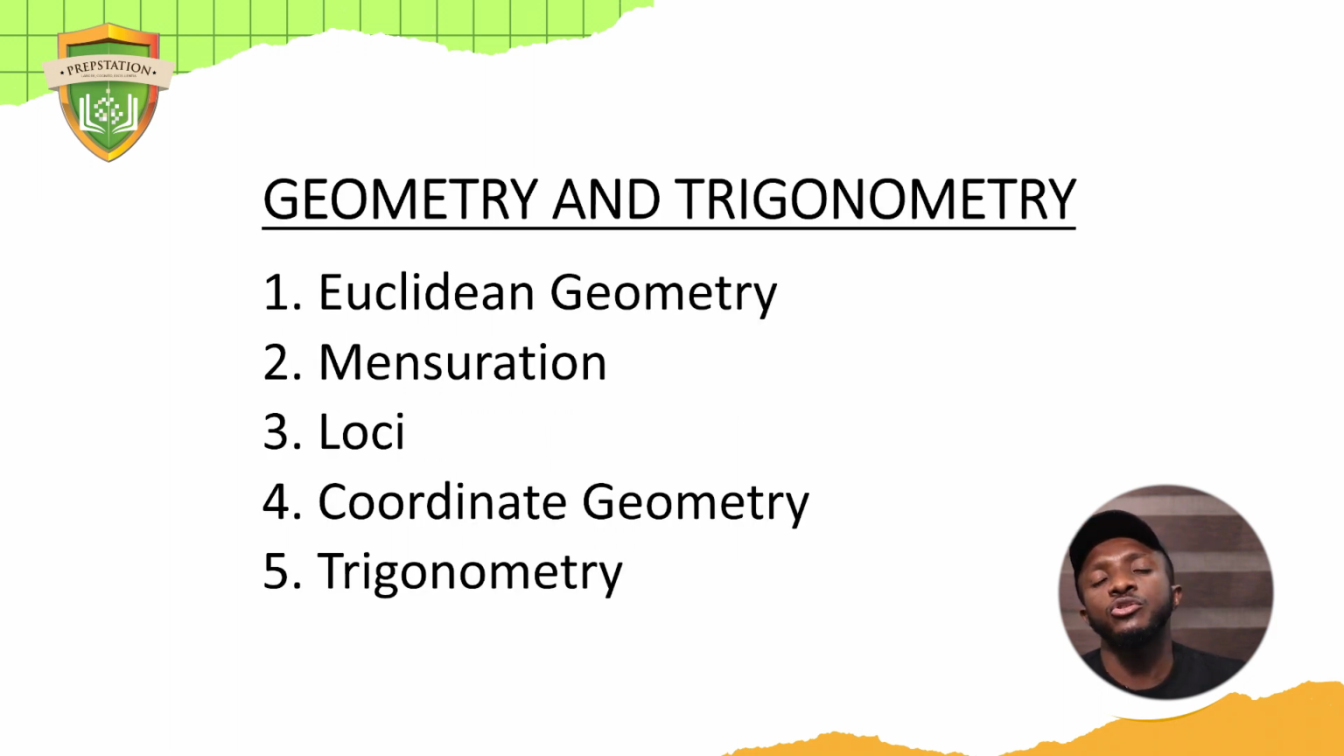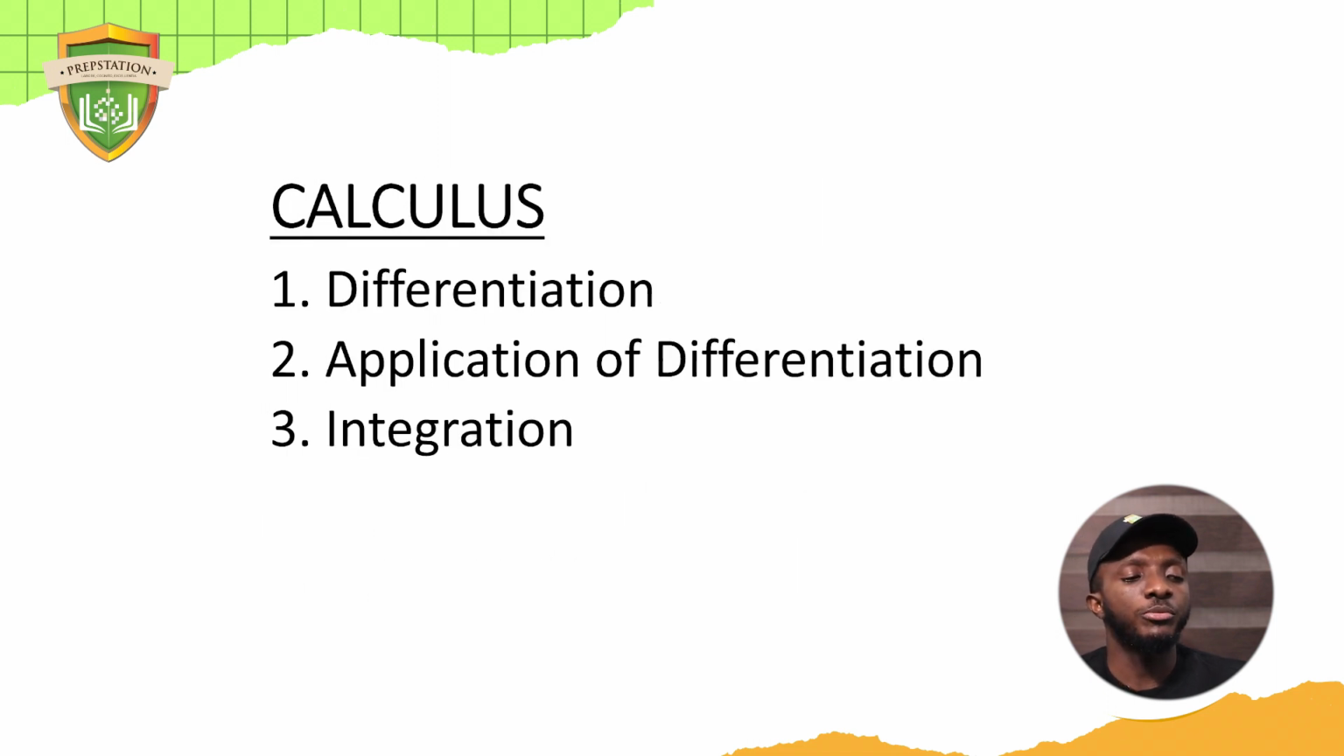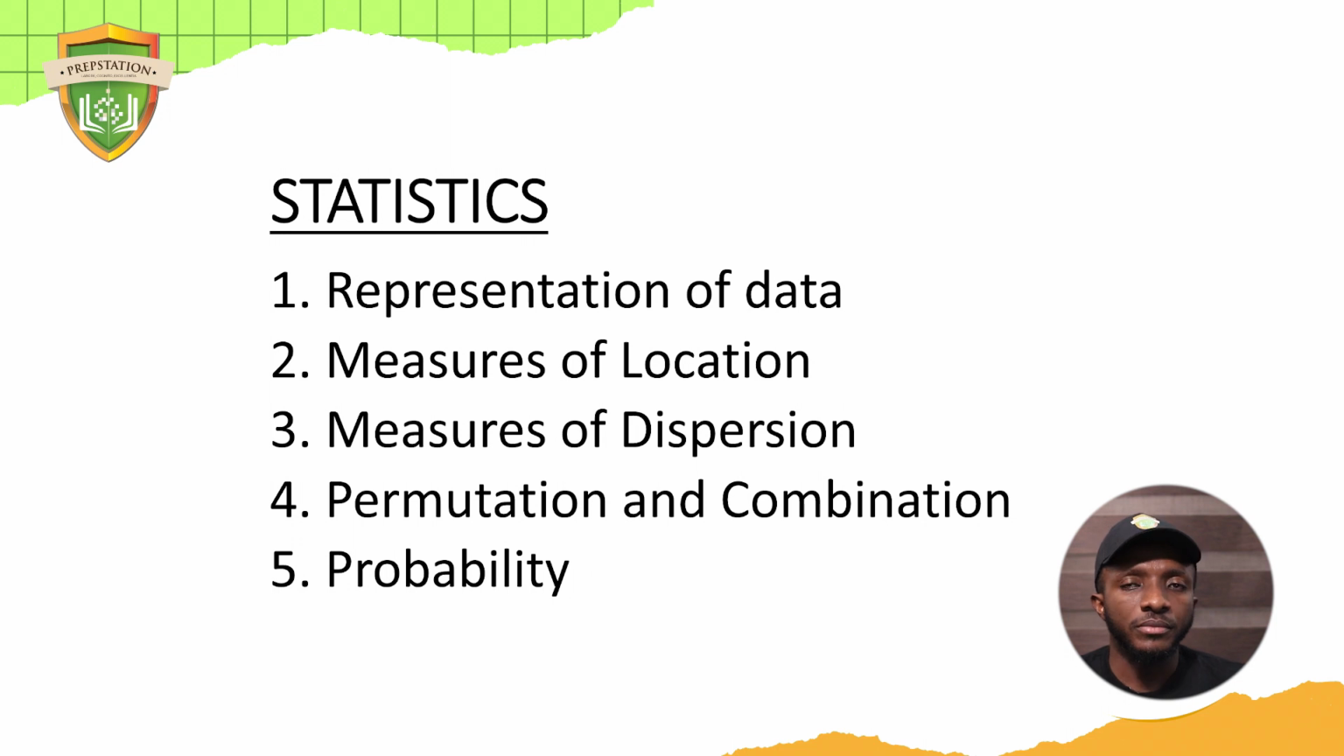And under geometry and trigonometry, we have Euclidean geometry, mensuration, loci, coordinate geometry, and trigonometry. Second to the last is calculus, and then we have differentiation, application of differentiation, and integration. The last but not the least is statistics. There we shall look at representation of data, measures of location, measures of dispersion, permutation and combination, and the last is probability. I'm sure you have your textbooks.